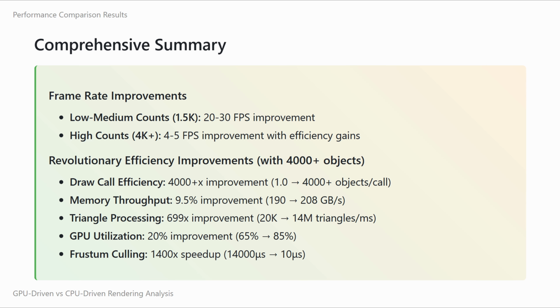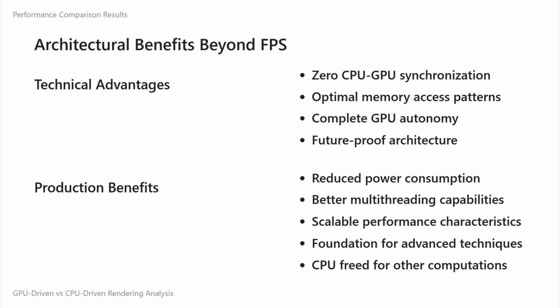This research demonstrates that improving efficiency can be more impactful than simply increasing raw performance. The efficiency improvements lay the groundwork for advanced techniques such as GPU-driven level of detail selection and hierarchical occlusion culling. Furthermore, by leveraging a compute shader-based GPU-driven rendering pipeline, the CPU is free to focus on other critical tasks, including game logic, AI, and physics simulations.